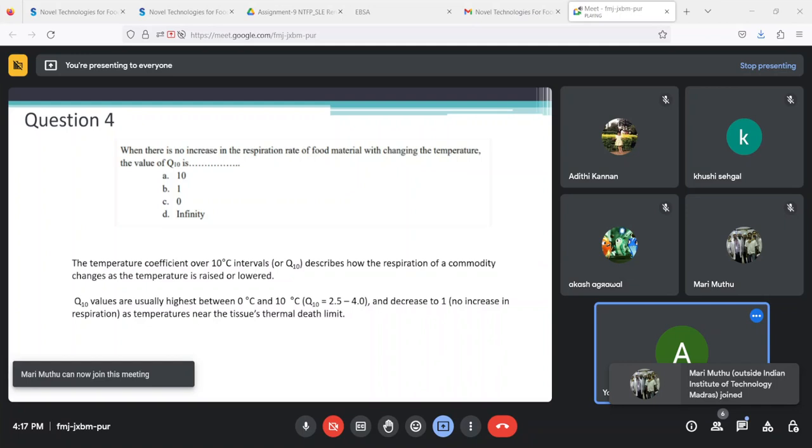So hope this is clear. What is a Q10 value and when is it equal to 1? The answer is option B. Any doubts? Anything that needs to be repeated?